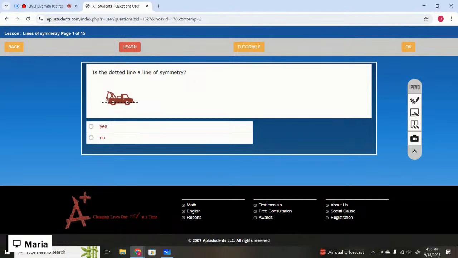Is the dotted line a line of symmetry? So we need to fold the image along the dotted line. If the two sides match up, the answer is yes. If you fold the image along the dotted line, they do not match up. The correct option is no. Option number 2 is the correct option.